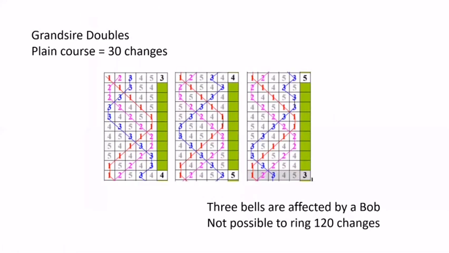Let's have a look at Grandsire doubles. The plain course of Grandsire doubles is 30 rows, not 40. We can't actually get to 120 changes just using bobs, and we're going to have to introduce a different call, and it's called a single. A single changes the order of 2 bells rather than 3. We'll have a look in detail a bit later on at what those calls look like in Grandsire doubles. But essentially, in these 2 simple methods, we can't get the extent without calls.